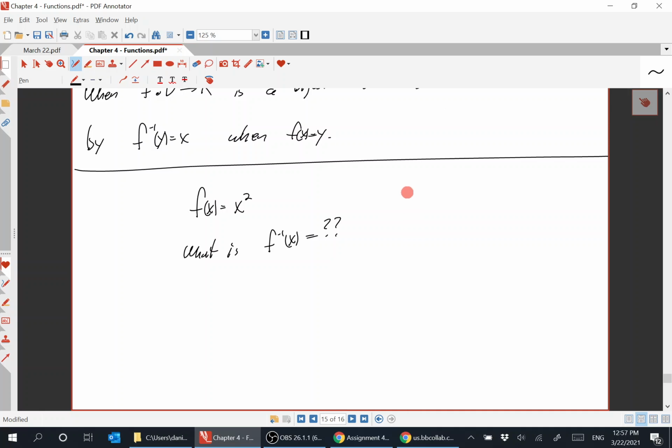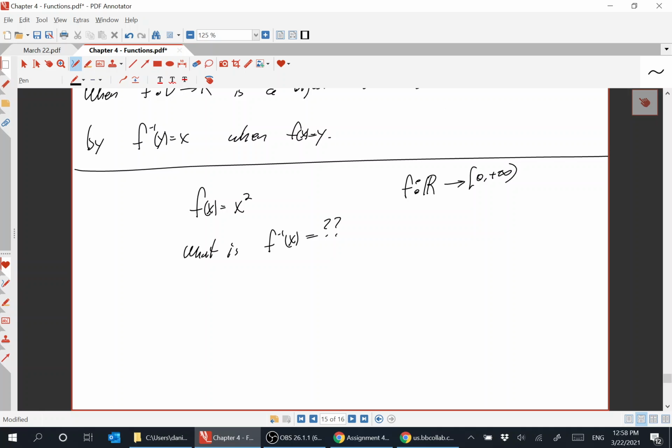When you're going from the set of real numbers to the set of real numbers, or even from the set of real numbers to 0 to plus infinity, it's a surjection, but it's not an injection. What should be the inverse function of f of x equal to x squared? Well, you would say to me, oh, it should be square root x.